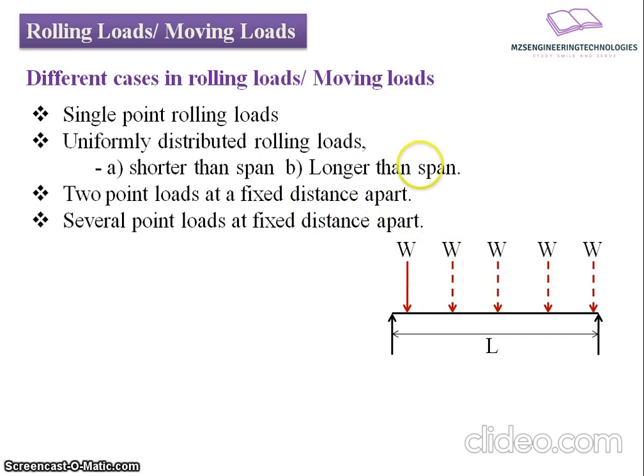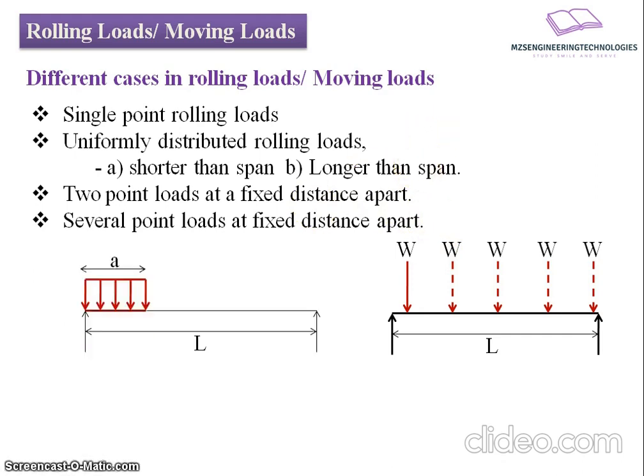The second case will be dealing with a uniformly distributed rolling load. If the vehicle has closely spaced wheels, that can be idealized as a uniformly distributed load system, and this wheelbase is smaller than the span of the structure, meaning a partial span of the structure will be covered. In that case, we can term that as UDL shorter than the span.